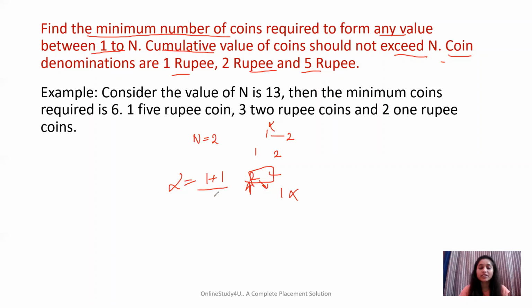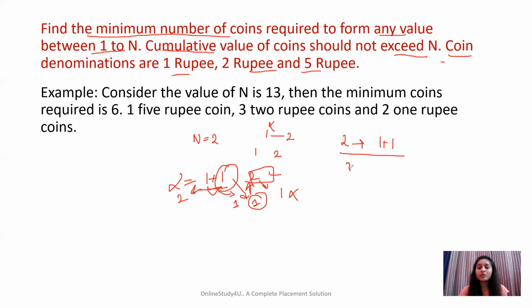Now checking the next pattern, that is if I take two 1s. Having two 1s will help me make 2, yes. But having two 1s, will I be able to make 1? Yes, I will be able to make 1 also, if I just take one of them. So for 2 we can have two 1 rupee coins.